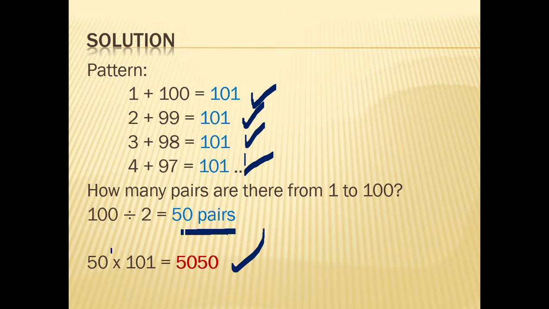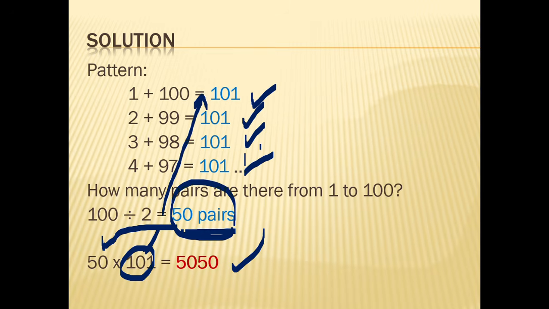Ang galing, di ba? Madali lang. Kasi we have 50 pairs. Yan. Itong 101 na to, kasi yun na nakuha natin sa bawat isa. Eh, pag pinas natin ang bawat isa, so we have 50. 5,050 ang final answer natin. So, madali lang, di ba?